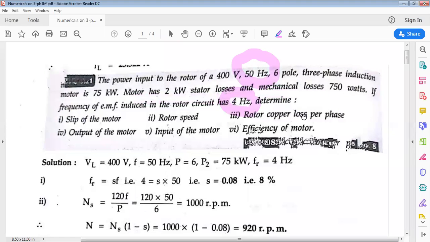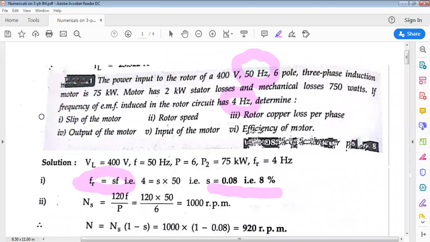Using these two frequencies, what can we calculate? Slip, very good. Okay, slip we can calculate. Formula all of you know, Fr is equal to S into F. So you will get slip 0.08, that is 8%.